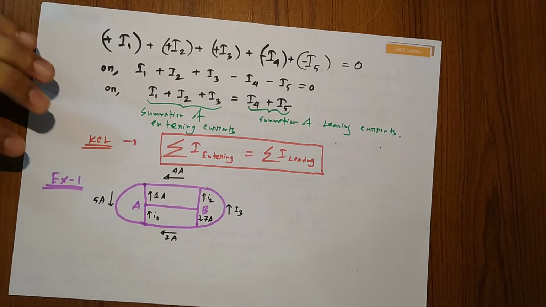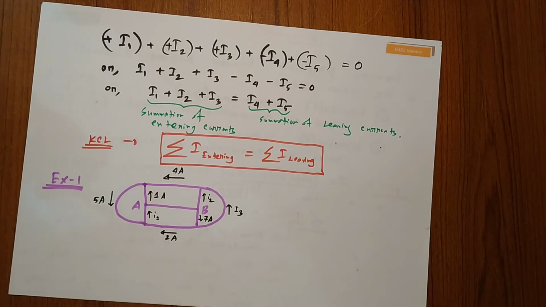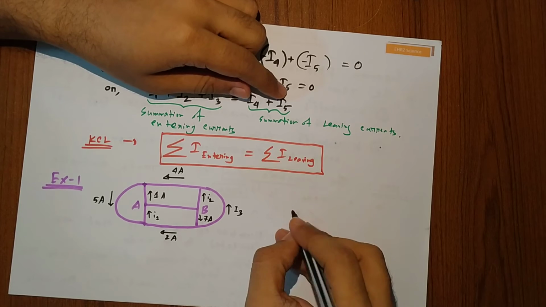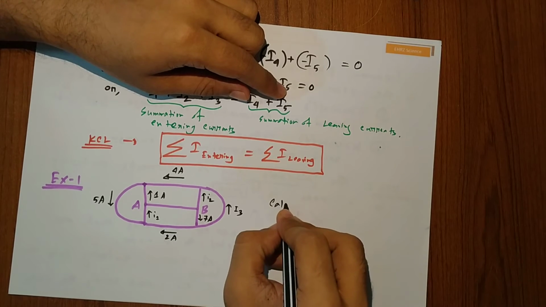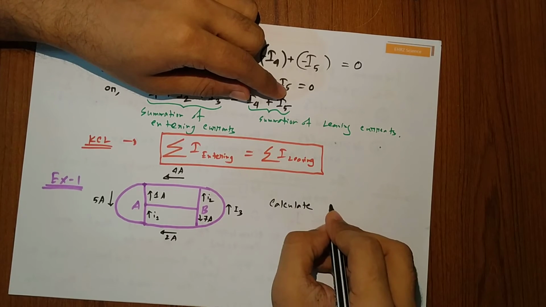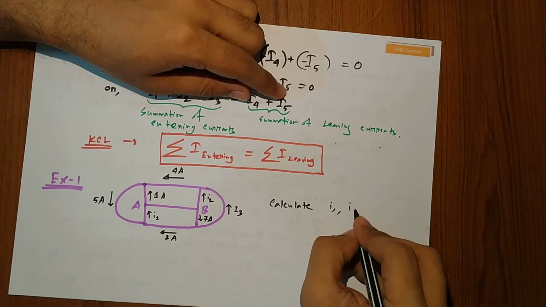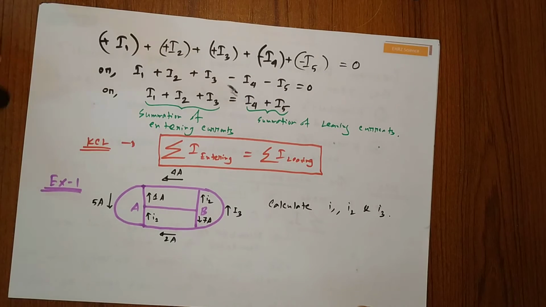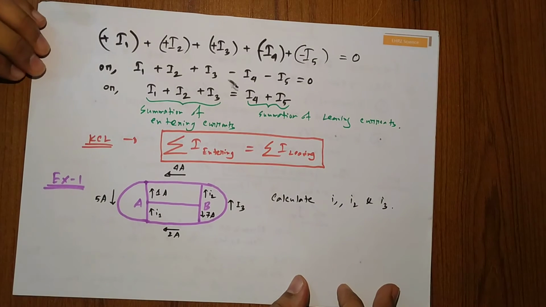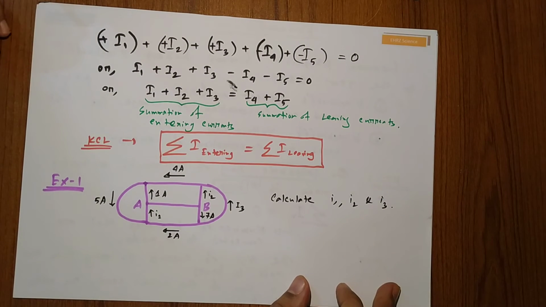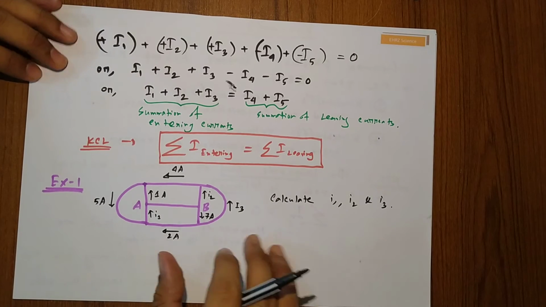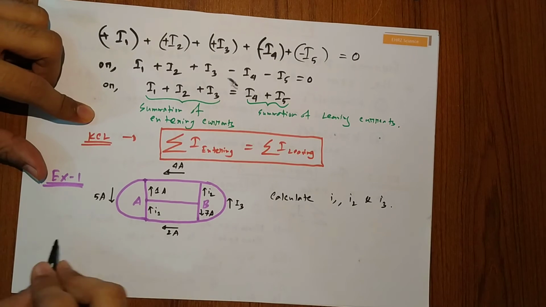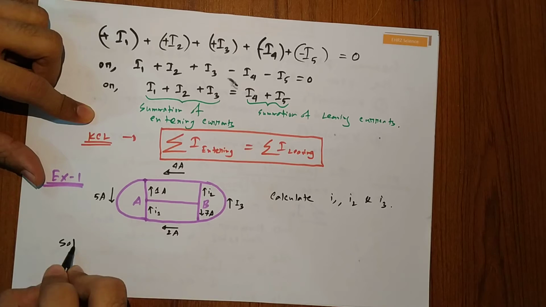You have been given this circuit and you have to calculate I1, I2 and I3. Okay. So students, you can pause the video so that you can do the problem by yourself. Now I am giving you the solution.